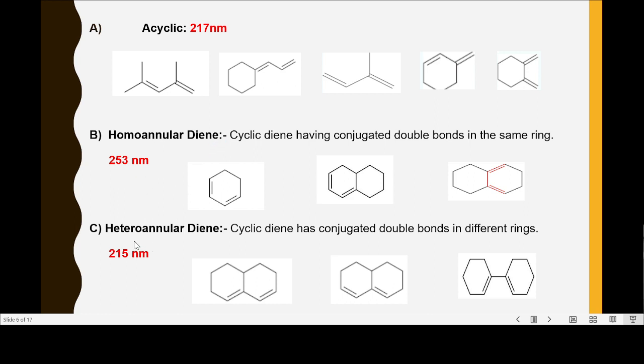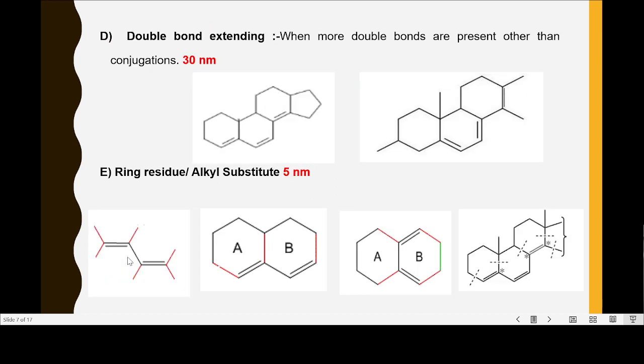Coming to the next rule, heteroannular diene. Heteroannular means the 1,3 butadiene structure is present in different ring structures. In the first example, two different rings are there and the two double bonds are present in different rings. In the second example, the two conjugated double bonds are present in two different rings. In the third example, the two double bonds are present in two different rings. So the base value for heteroannular diene is 215 nanometer.